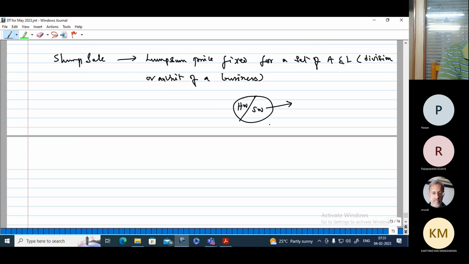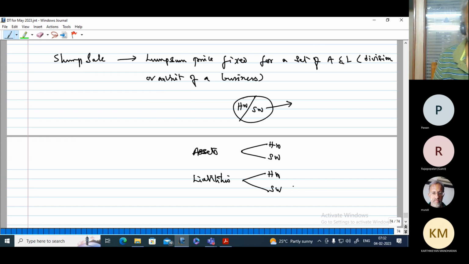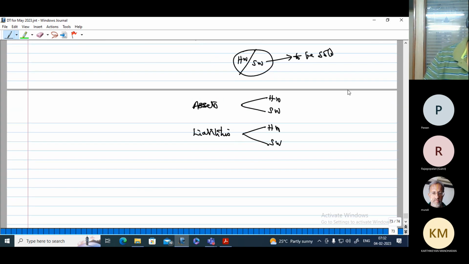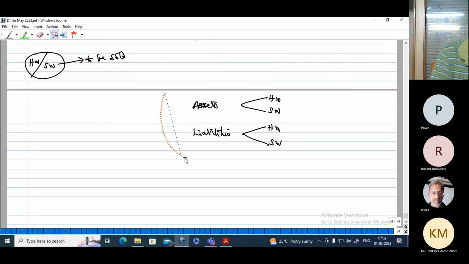So in the company you would have assets and you would have liabilities, similarly for hardware and software divisions. When the software division is to be sold, there could be another IT company which will be taking over this software business.